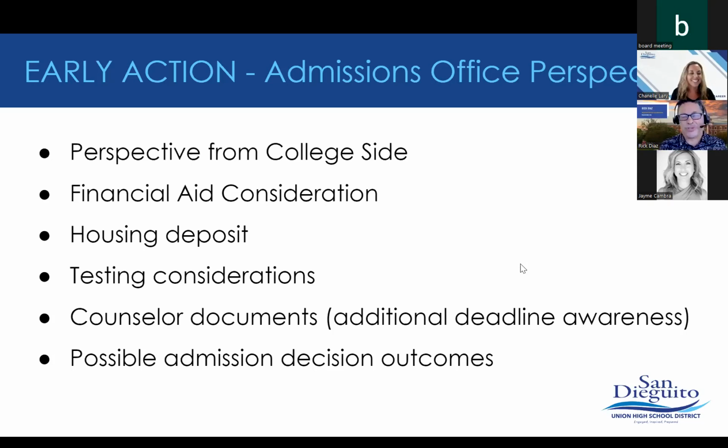It depends on every school. Some say we either admit or deny. Some say we either admit or waitlist. Some will say you're admitted, you're denied, or we like you, but we're not sure yet, so we're going to hold on to you till the regular decision process.